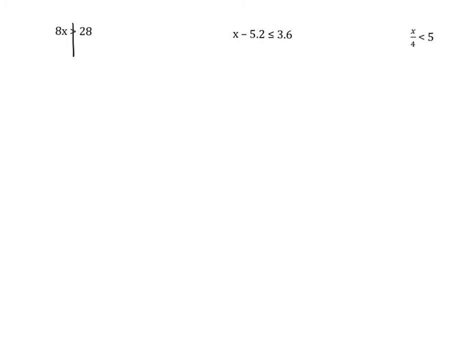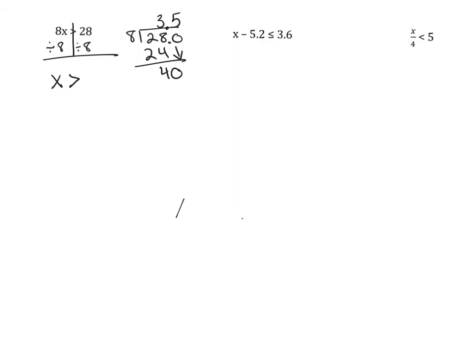So I know the 8 and the x is multiplying, so I need to divide by 8 on both sides. And I know some of you are thinking, oh, 8 doesn't go into 28 equally, so we just come over to the side and divide it. 8 will go into 28 3 times. Add that decimal. And then 8 goes into 45. So x has to be greater than 3.5.